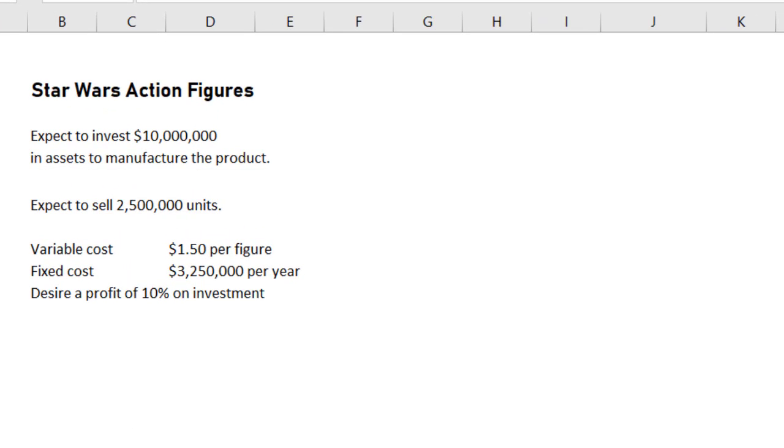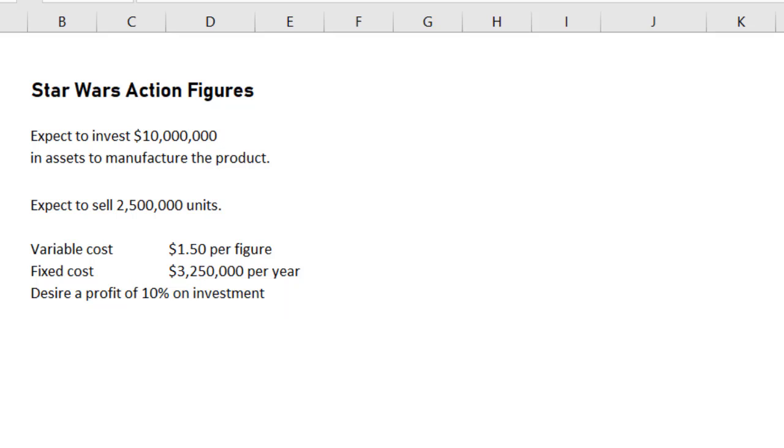In this situation, we're going to consider the decision to make Star Wars action figures in one of our factories. This is going to cost us in the form of legal fees, and it's also going to cost us in order to have the equipment necessary to make the action figures. We expect to have to invest $10 million in order to make the Star Wars action figures. However, we do expect to sell 2,500,000 units. The variable cost per figure, for example materials, would be $1.50 per figure. The fixed cost is $3,250,000 per year. We want to make a 10% return on the $10 million investment.